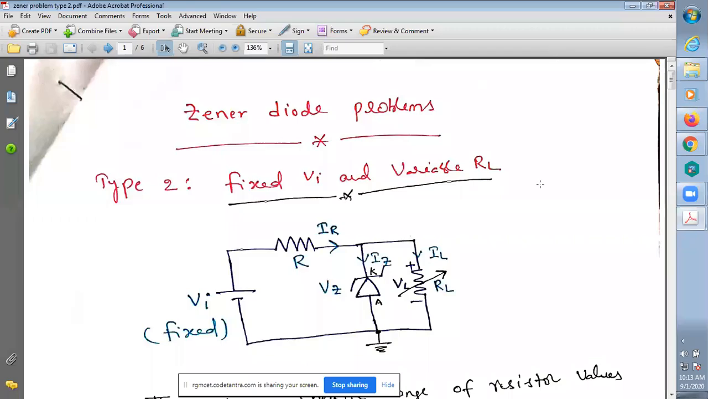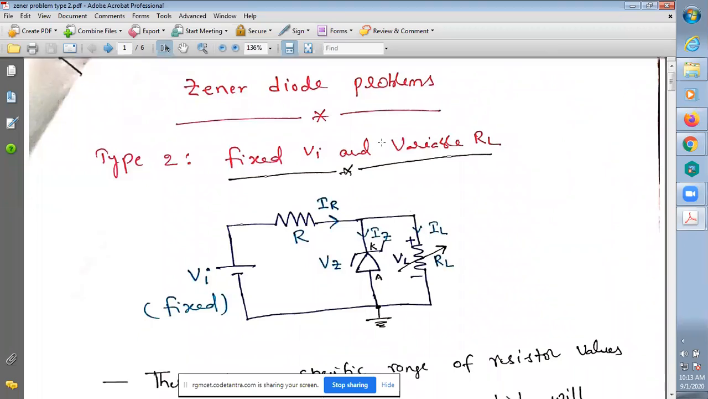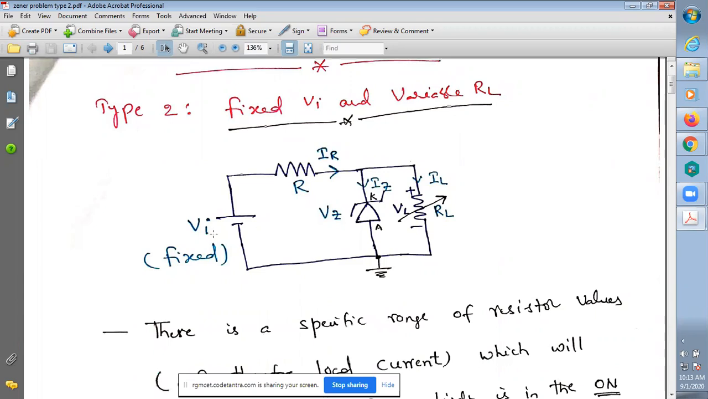Okay. Today in class we discuss Zener diode problems, type 2. In type 2, the condition is fixed Vi and variable RL. Remember, this is the circuit diagram. Here the input voltage Vi is fixed, resistor R is as it is, this is the Zener diode, and this is the load resistor RL.